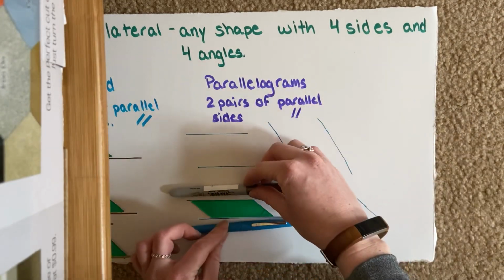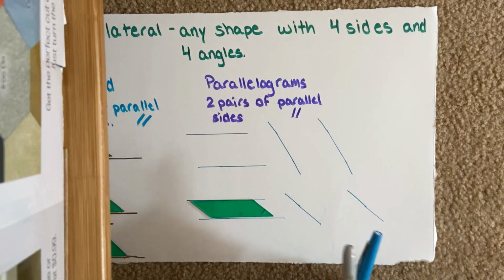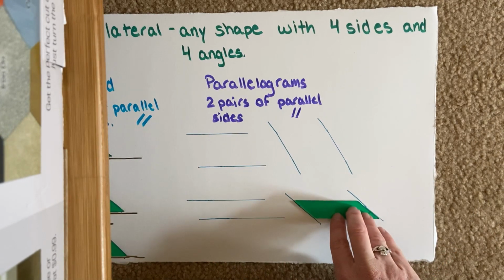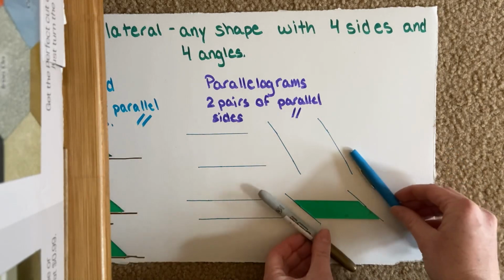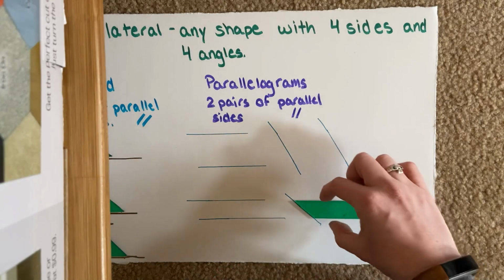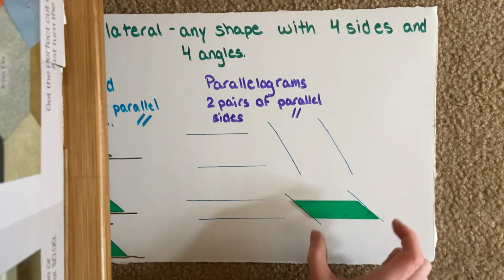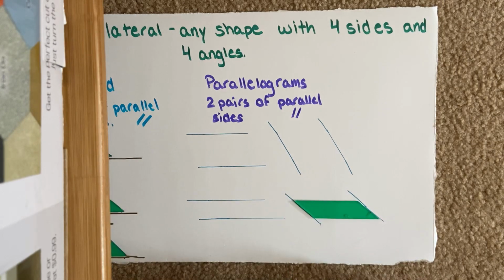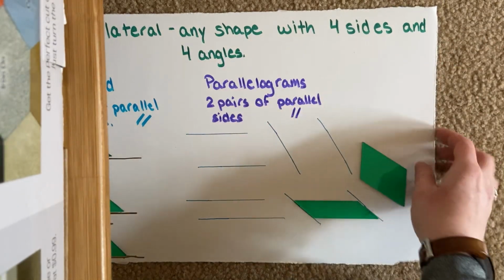The same thing with our bottom one. Our top and bottom, we drew those lines longer, can be extended and will never cross. And same thing over here. The 2 sides can be extended forever and will never cross. So in this parallelogram, the top and the bottom are a pair, and the 2 sides are a pair. So it has 2 pairs of parallel sides.